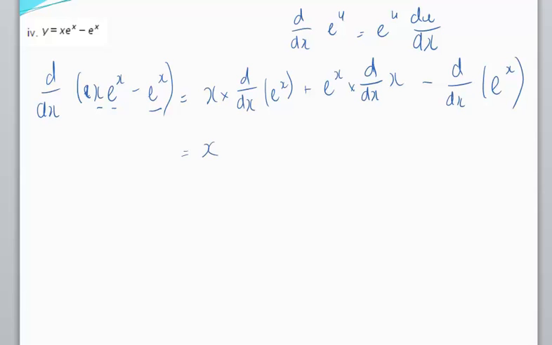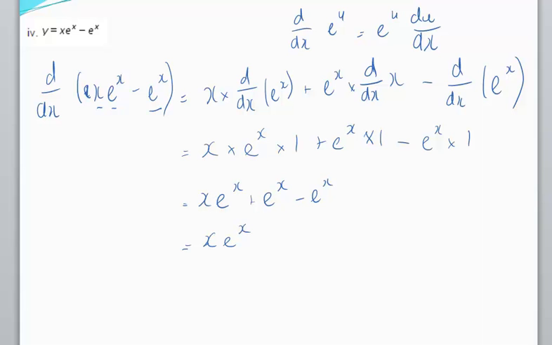So here we end up with x, and e to the x becomes e to the x multiplied by du/dx, which for x becomes 1, plus e to the power of x, d/dx of x becomes 1, minus e to the power of x, and that becomes 1. It becomes x e to the power of x plus e to the power of x minus e to the power of x. Here it becomes x e to the power of x.